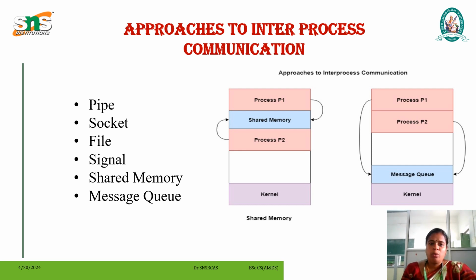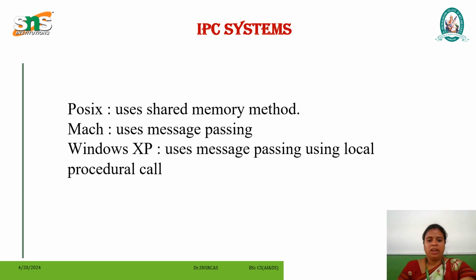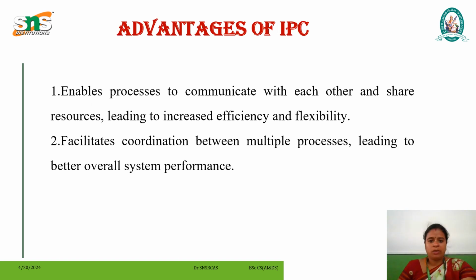Next one, message queue. Multiple processes can read and write data to the message queue without being connected to each other. Messages are stored in the queue until the recipient retrieves them. Message queues are quite useful for inter-process communication and are used by most operating systems. Next one, IPC systems. Inter-process communication systems have three ways, one each for POSIX, Mac and Windows XP. POSIX uses the shared memory method, Mac uses message passing, and Windows XP uses message passing with local procedure call.